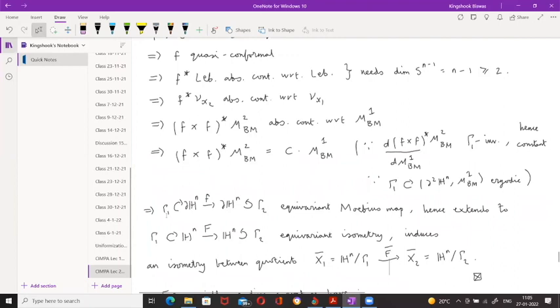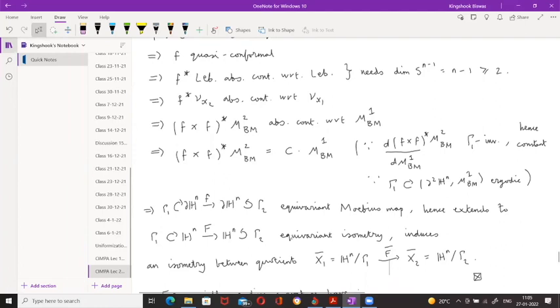But I know that from last time, Mobius maps of boundary Hn, they extend to isometries of Hn. So therefore, this map now extends to an isometry from Hn to Hn. And because the boundary map conjugates the boundary actions, the isometric extension will also conjugate the isometric actions. So I get an equivariant isometry.